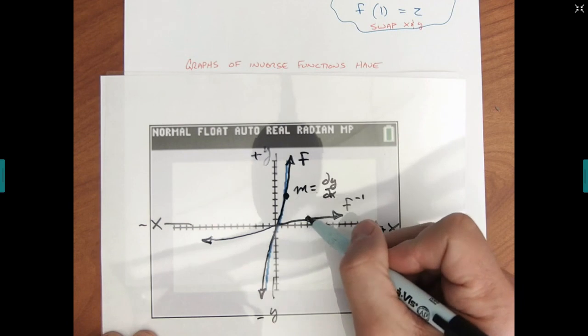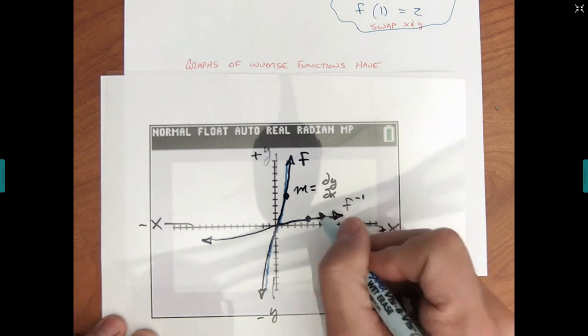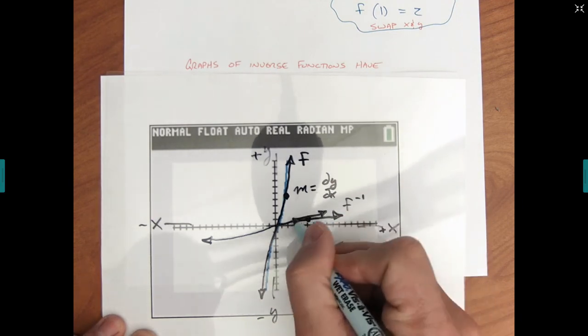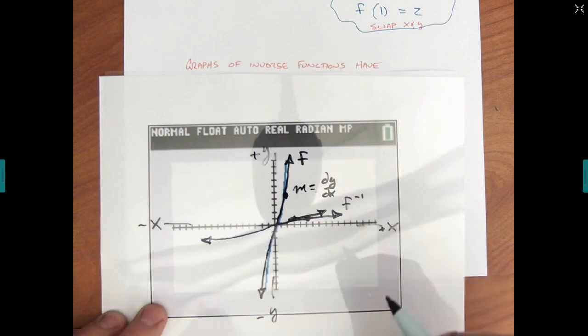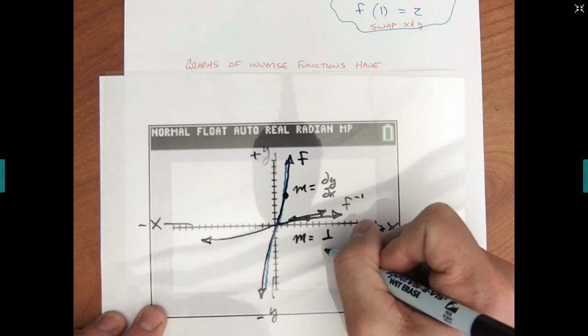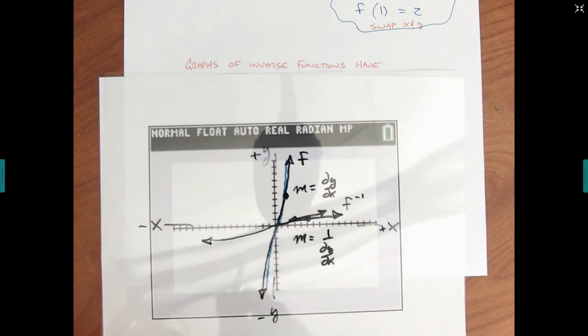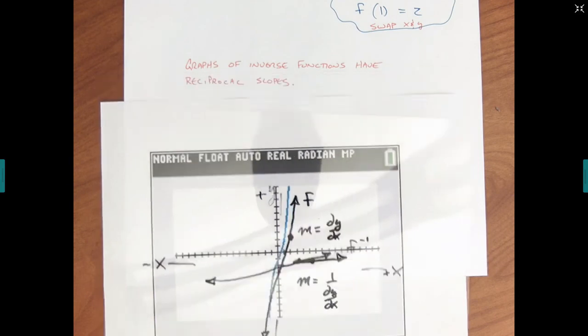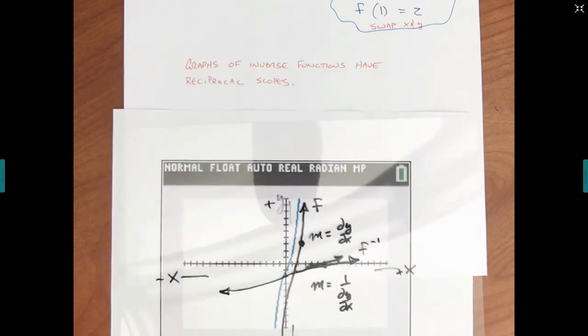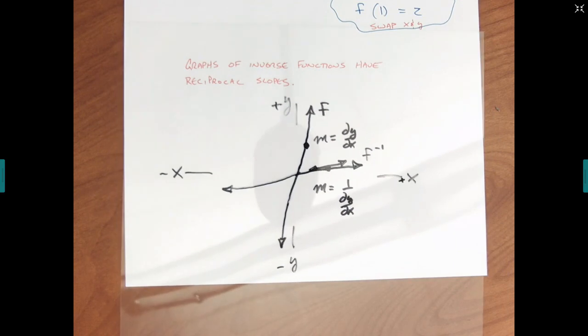So it looks like it's over here as we swap the x and the y. And then the derivative here, like this, since x's and y's are swapped, that slope would be 1 over dy dx. This is a fun little picture to help keep that in mind. All right, let's wrap it up.